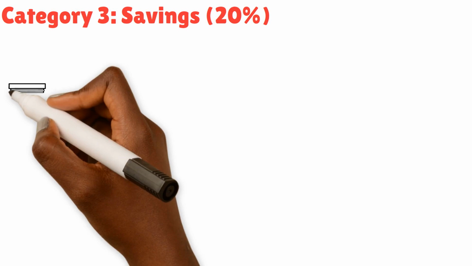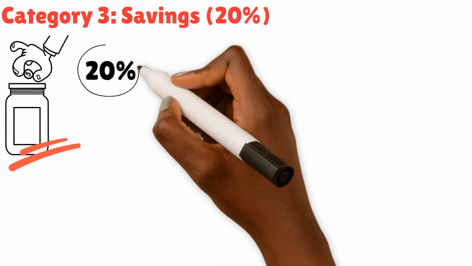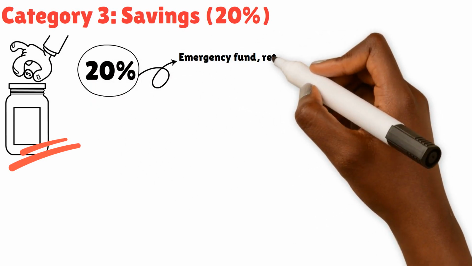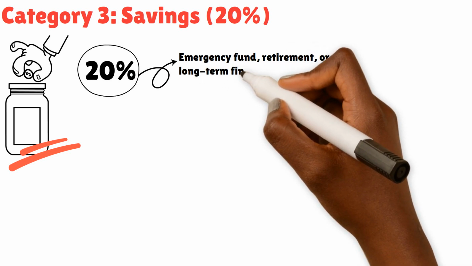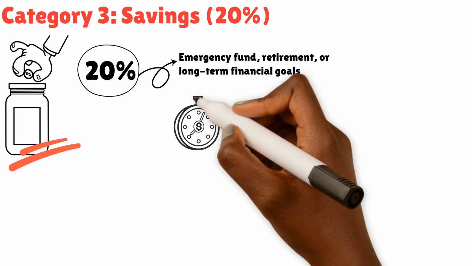Saving is a crucial foundation of financial freedom and securing the future you desire. Set aside at least 20% of your earnings for savings, which can be invested or used for an emergency fund, retirement, or other long-term financial goals. You should start early to take advantage of the potential of compounding interest.